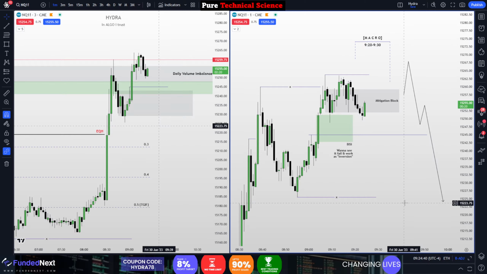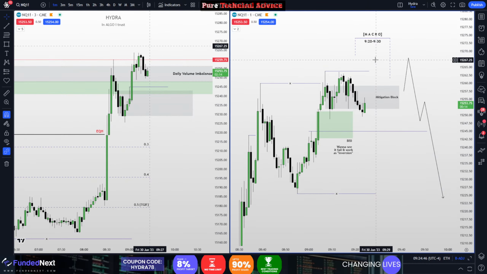So we are inside of our macro right now, 9:20 to 9:30. Price is inside of it, so the volatility will come in. Let's wait. I don't see any setup even on Dow. There's no clear breaker block forming, rather price is generating relative equal highs.